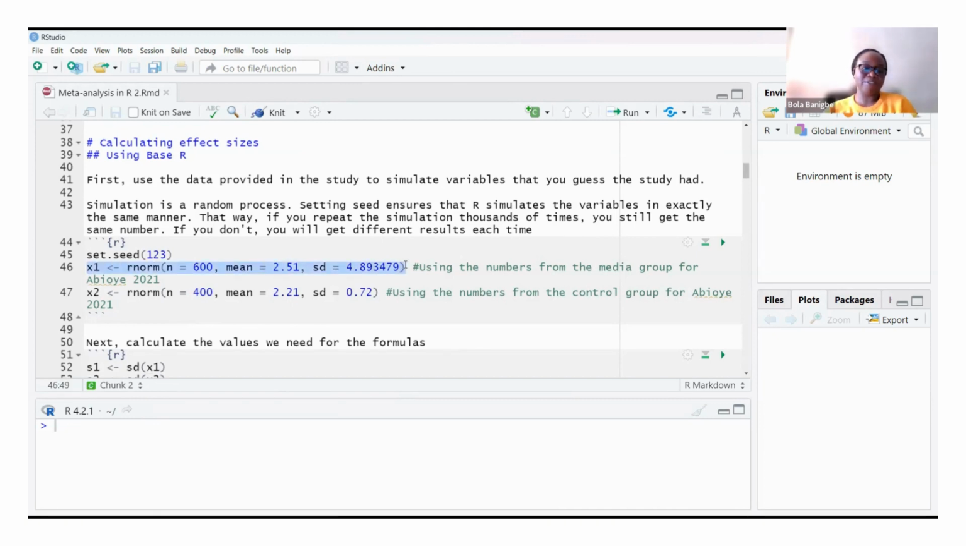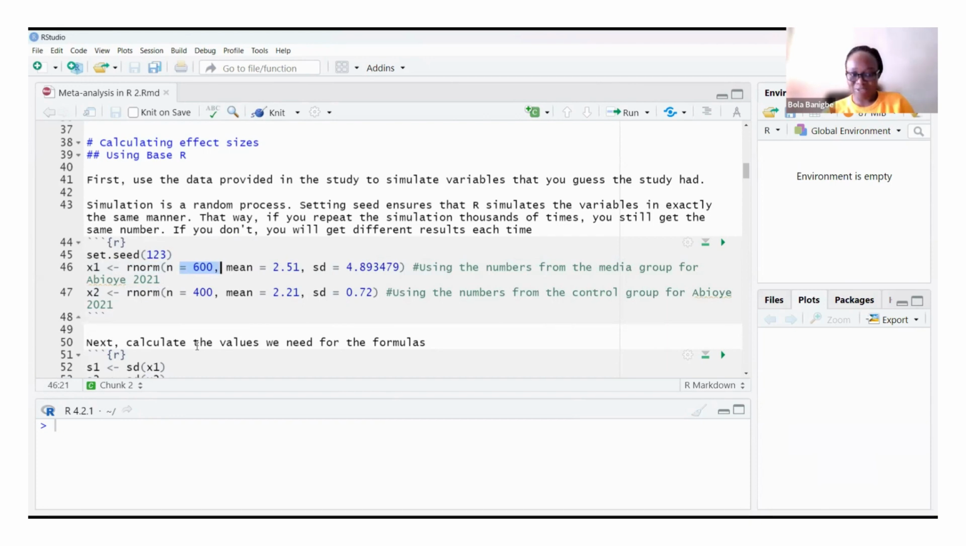you're basically saying, I know the sample size is 600. You can get that from the primary study. I know the mean is 2.5, and the standard deviation is 4.8934. Based on this information, I want R to generate a random sample called X1. This may be the intervention group, with sample size 600, the mean, and the standard deviation, and then you specify the control group information that you got from the primary paper.